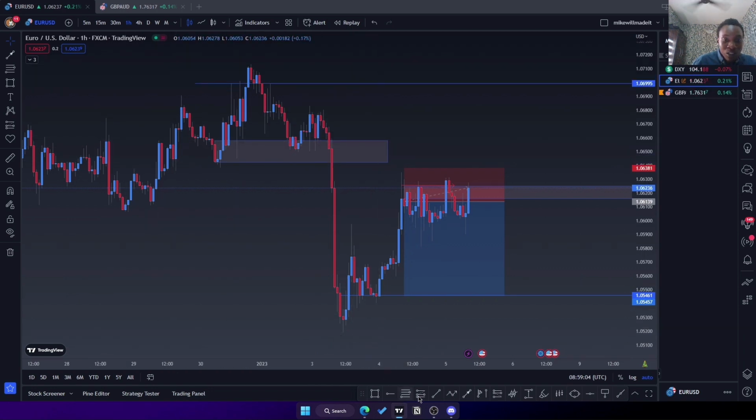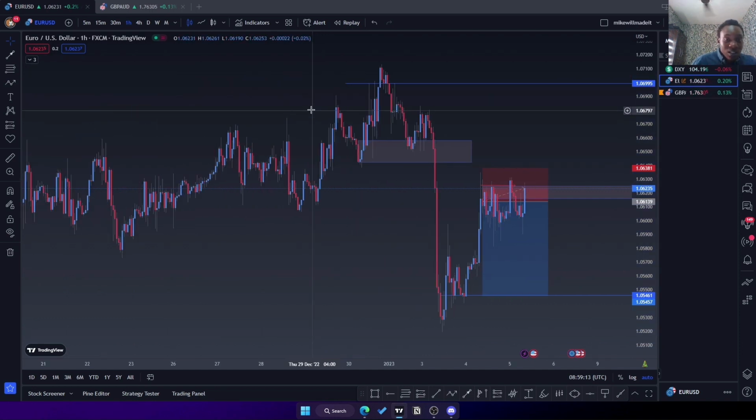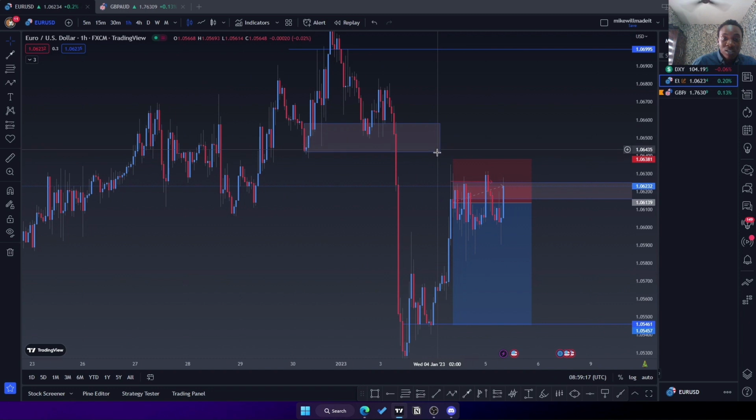But what I really wanted EUR/USD to do was to come back to this region. Then we just see this short, but it was unable to do that. Rather, it just fell off the cliff. Right now, I'm currently selling EUR/USD.